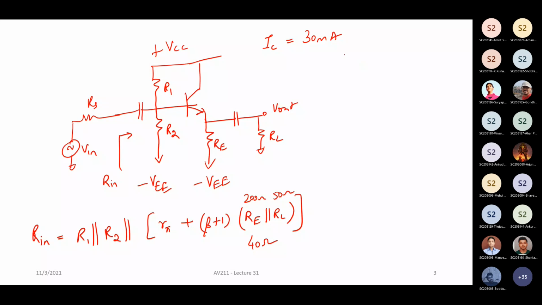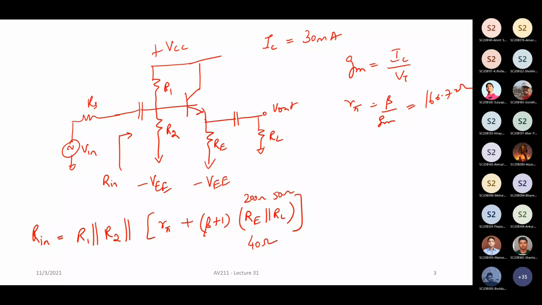So the GM here is going to be IC by VT, and R pi is beta by GM. So I think R pi will be some 166.7 ohms or something. You can calculate this.